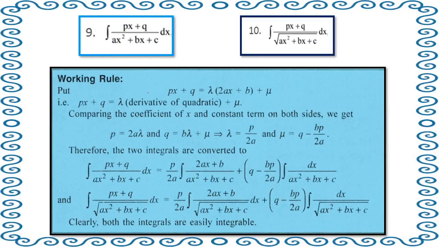9th and 10th, these two types are also very important. Here what is the difference? A quadratic is given in the denominator and one linear expression is also given in the numerator. So what we have to do is assume px plus q equal to lambda, which is a constant, into 2ax plus b. Basically this 2ax plus b is the derivative of the denominator, plus mu, which is another constant. Instead of lambda and mu, we can write any other letters, like a, b, or anything you want. After that, we have to open the bracket on the right side, compare the coefficients, get the values, then integrate. I think we will understand it better with the help of some questions.